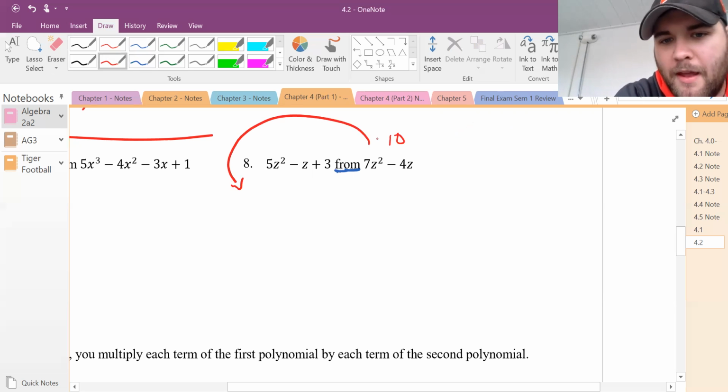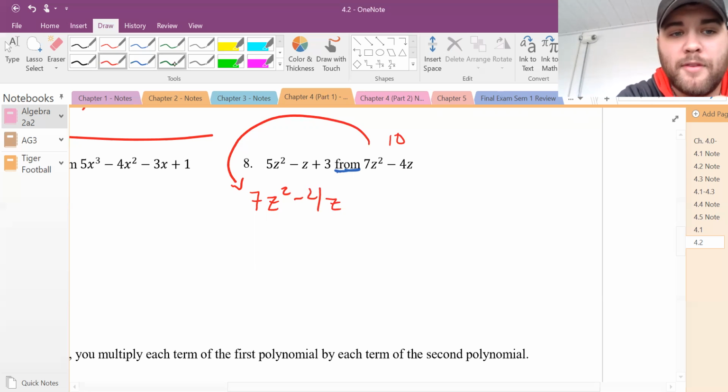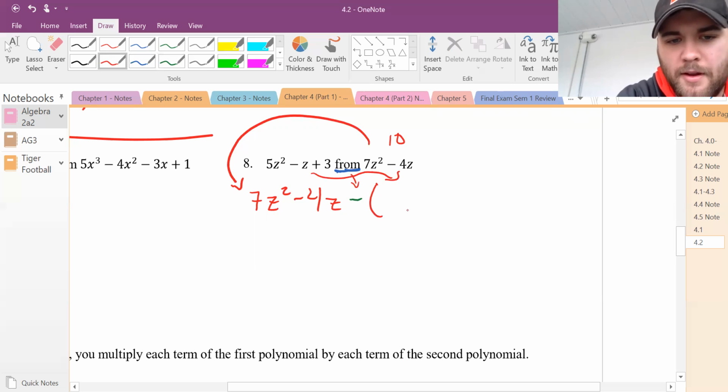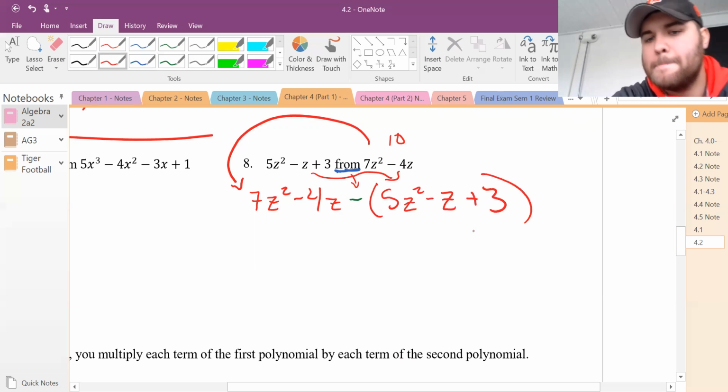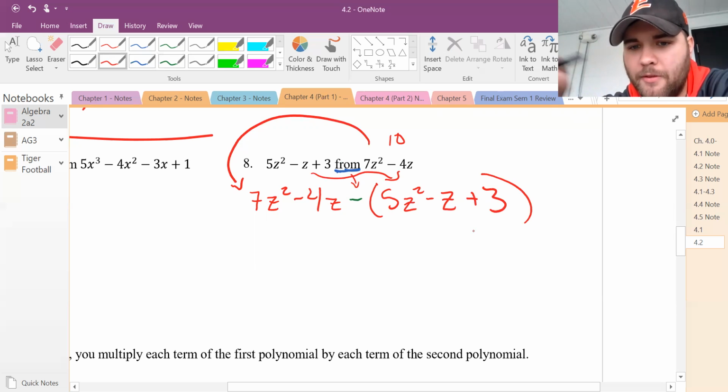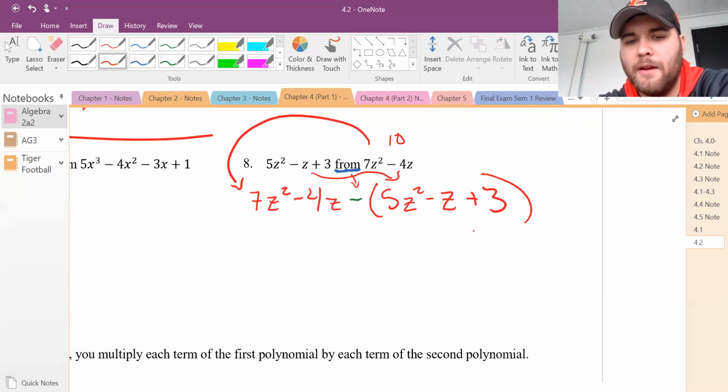So this right here is my 10 apples. So I have 7z squared minus 4z. Whatever comes first actually goes after my subtraction sign. The "from" is my subtraction sign. So that goes right here. And you got to put it into a set of parentheses. Then now it just looks the same as the ones I just did. You got to distribute that negative through, rewrite the whole equation, and simplify, combine like terms.